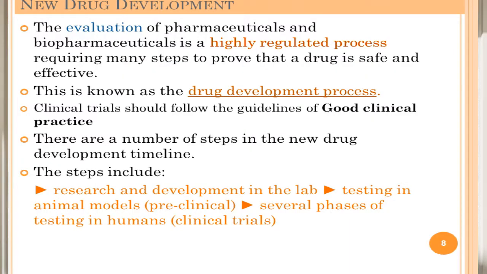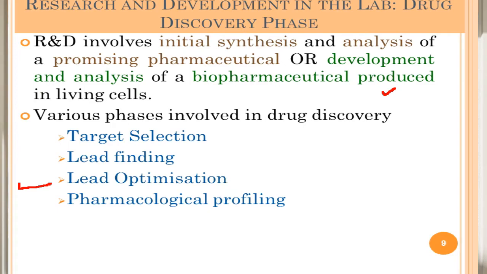Now, what's NDD, the new drug development? It's all about a highly regulated process, again by the FDA, and this drug development process is about research and development in the lab, testing in the animal models, and several phases of testing in humans. First, we'll talk about R&D. What do we have in R&D?